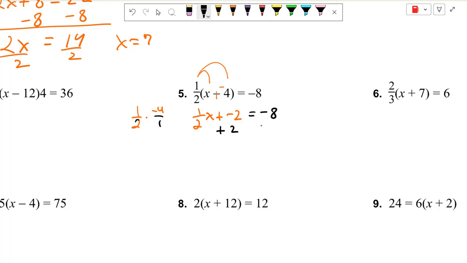We add positive 2 to both sides. And the half x is equal to negative 6. Now we have this half, so we're going to multiply by 2 over 1 on both sides. And then we get x is negative 12.